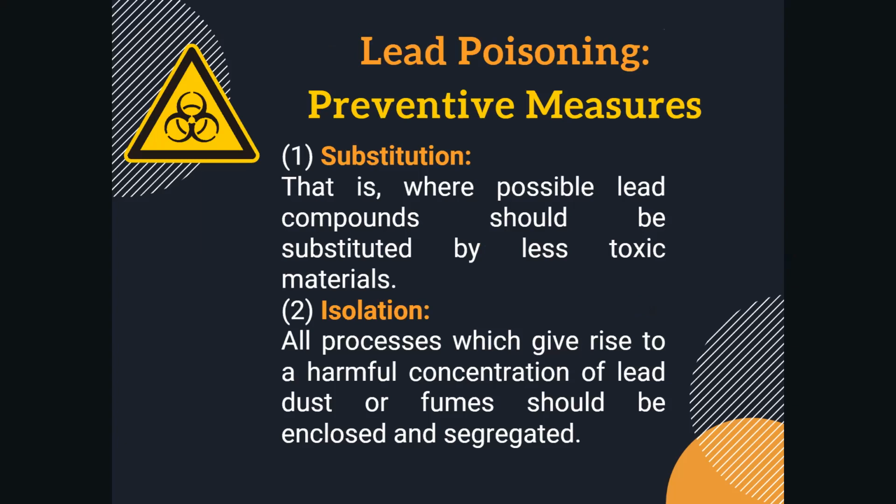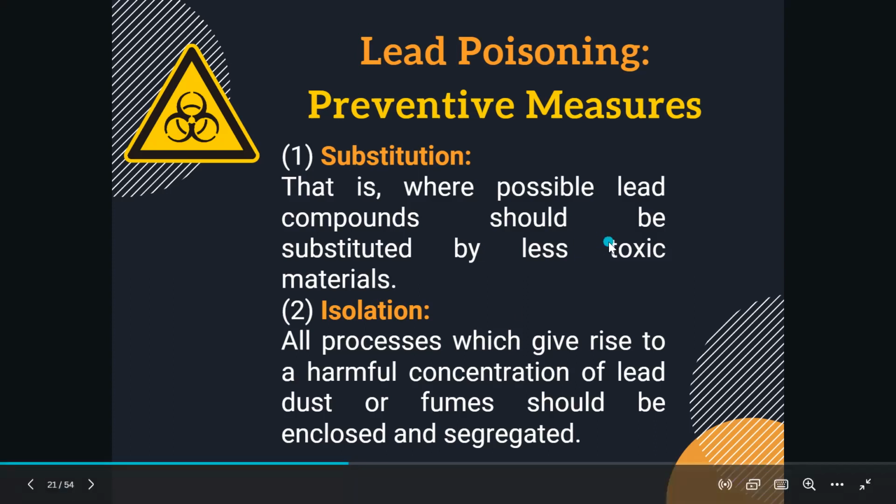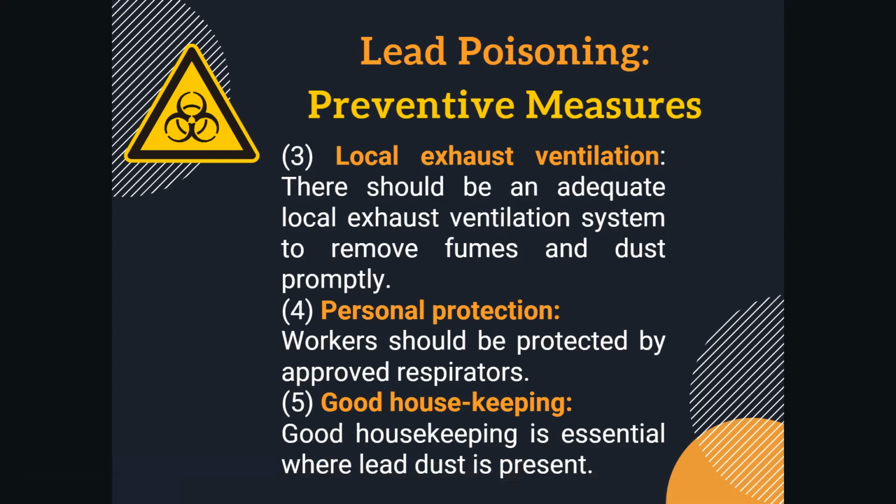Preventive measures. Number one is substitution, that is, where possible, lead compounds should be substituted by less toxic materials. Number two is isolation. All processes which give rise to a harmful concentration of lead dust or fumes should be enclosed or segregated. Number three, local exhaust ventilation. There should be an adequate local exhaust ventilation system to remove fumes and dust promptly. Number four is personal protection. Workers should be protected by approved respirators.